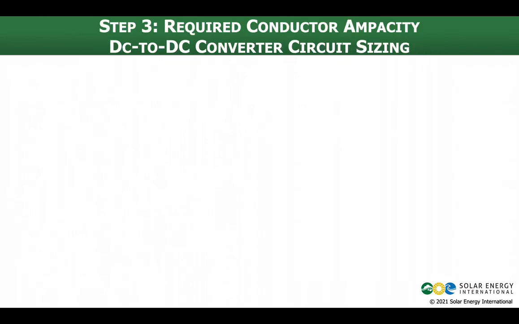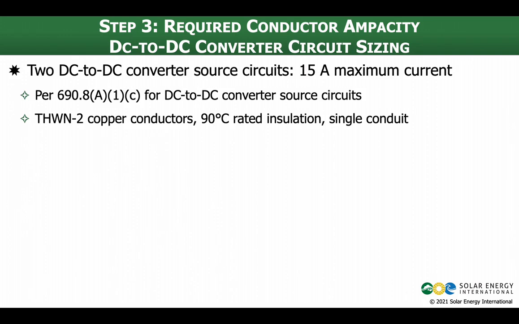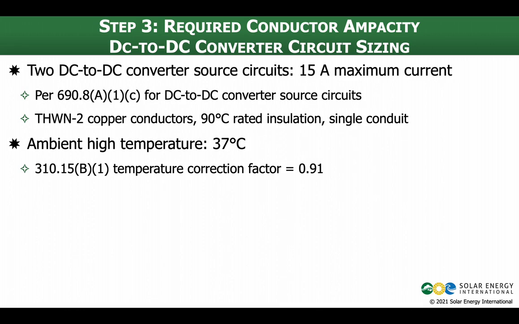So next up, step 3, required DC conductor ampacity. We'll look at the DC to DC converter circuits. We have two of them, 15 amps maximum circuit current each. And we size these based on 690.8(A)(1)(c). We'll be using THWN-2 copper conductors. They have a 90°C rated insulation, and these two circuits are going to be together in a single conduit. They'll be run together, maybe to a box on the roof, and then transition into a single conduit running down from there. The ambient high temperature is 37 degrees Celsius.